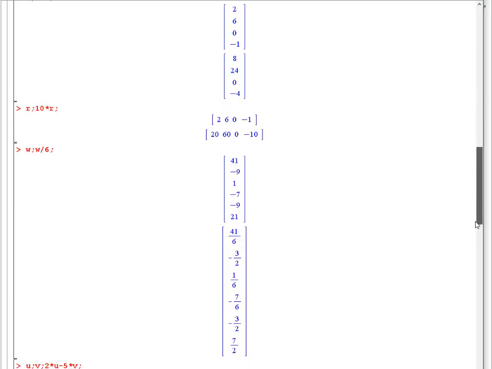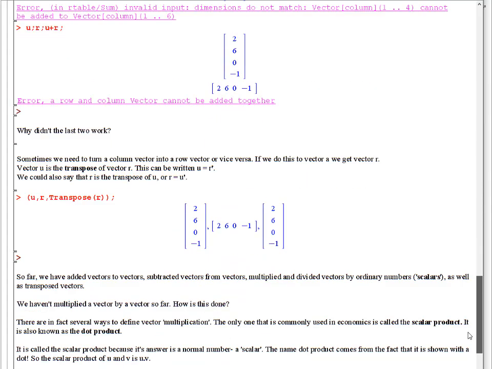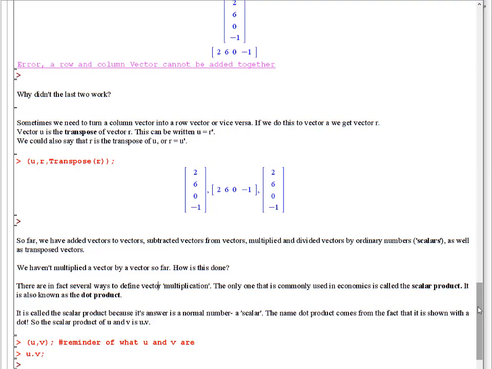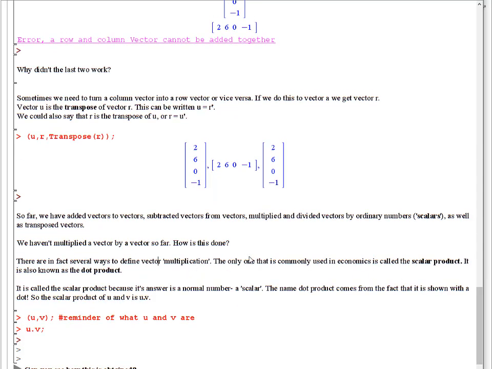So far, what we have not done is multiply a vector by a vector. We have not done this. Now, in fact, there are several different ways to do it. The only one that I know that's commonly used in social science is called the scalar product. I've also included, in the visualizations for today, a cross product, which is sometimes used. There are other ones as well.